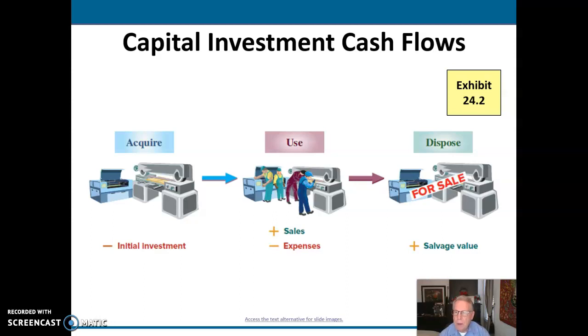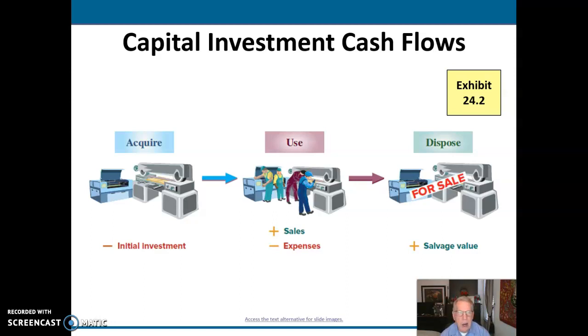Okay, so first of all, in this case, they're showing what looks like a lathe, something very familiar to me. And that's an initial investment. The last one I purchased was over $2 million. Then we use that lathe to make things. We have sales, we have expenses, and we generate net income and, more importantly, cash. And once we've used up that machine, we usually get something for it in the way of salvage value. So that's the cash flows from capital investment.